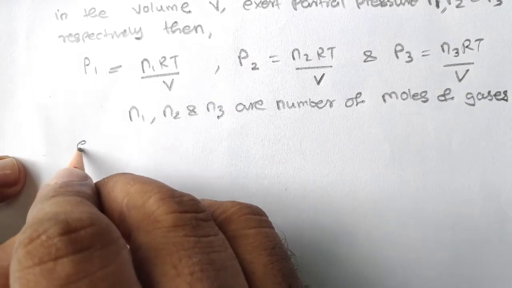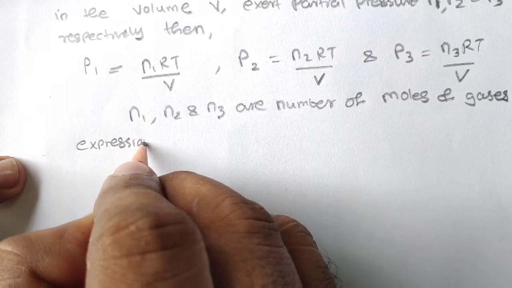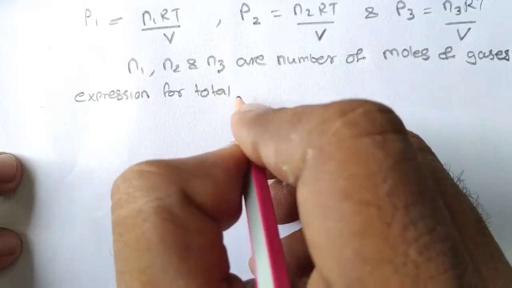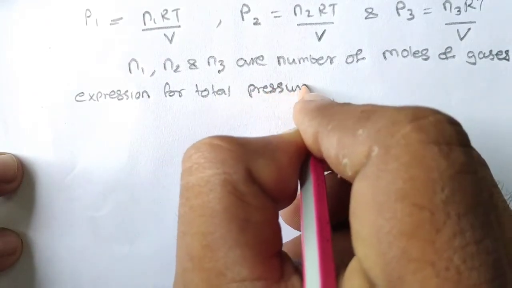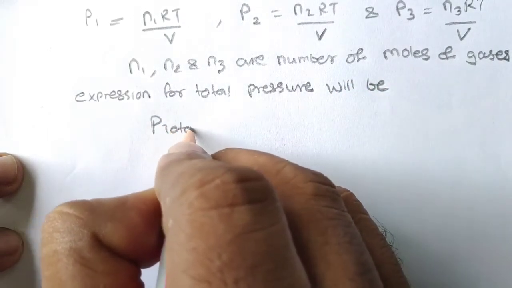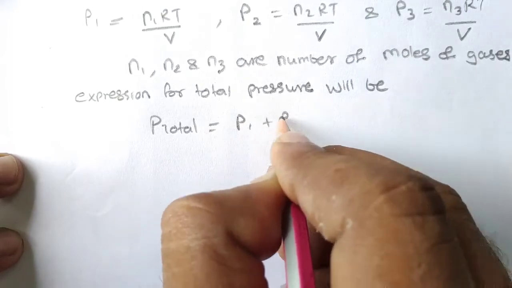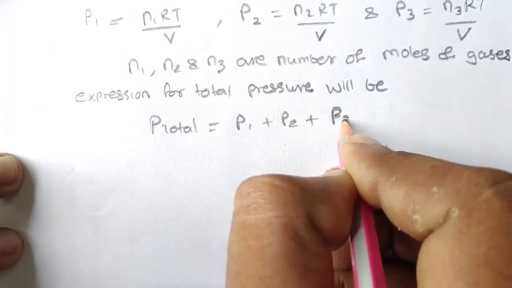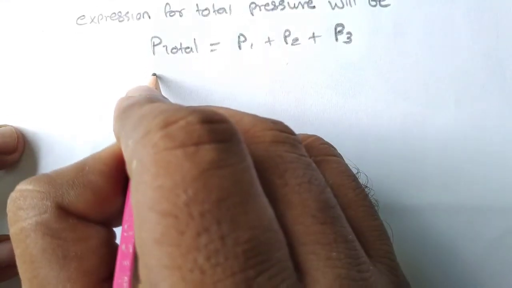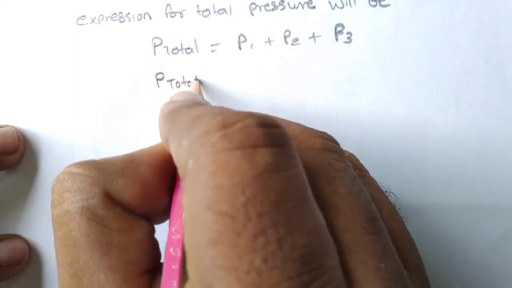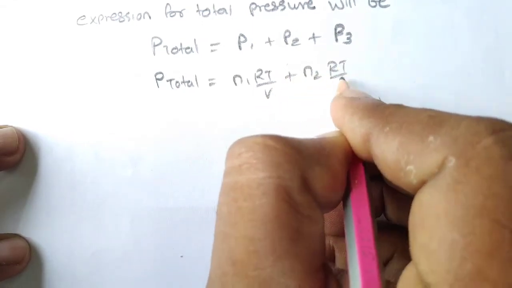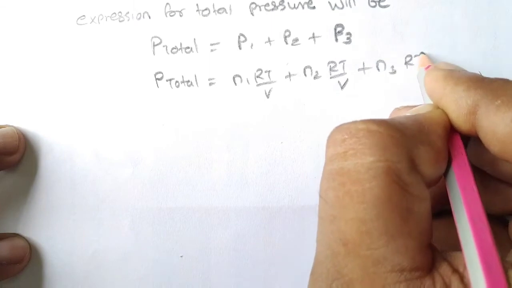So therefore the expression for total pressure will be P total equal to P1 plus P2 plus P3. This is according to Dalton's law, right? So if I substitute all the values of P1, we get P total is equal to N1 RT by V plus N2 RT by V plus N3 RT by V, right?